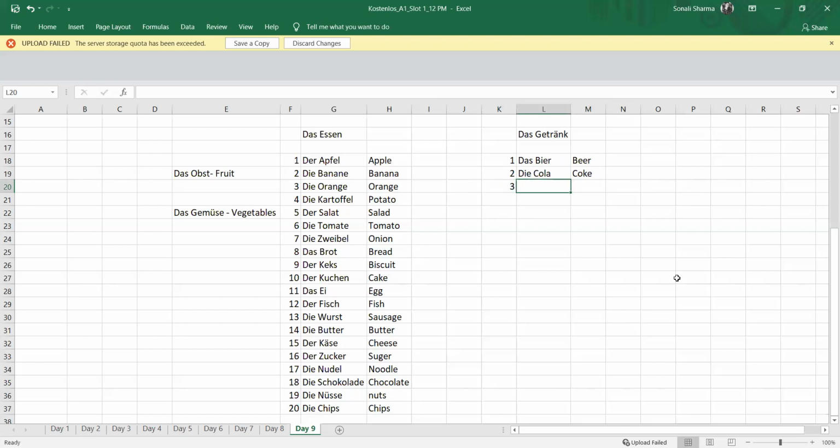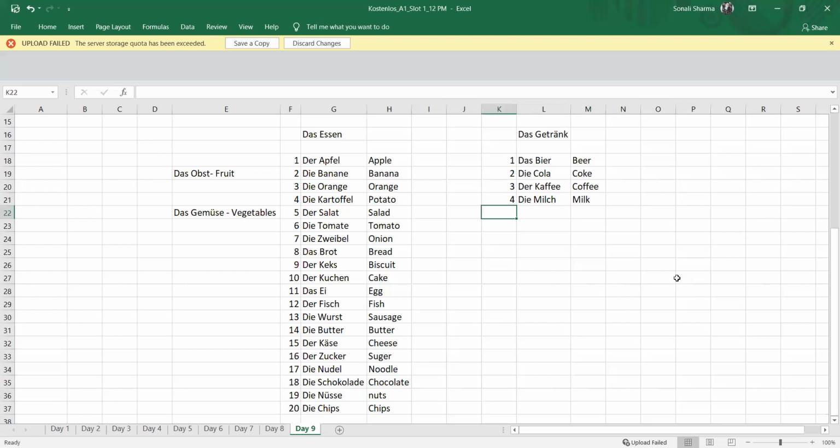Next, Nummer 3 is der Kaffee. Der Kaffee, which is coffee. Nummer 4 is die Milch. Die Milch, only CH. So milk is milk.